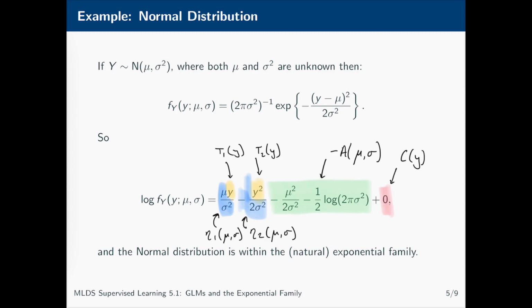We can also show that it's in the natural exponential family, with natural parameters eta1 and eta2, by taking eta1 equal to mu over sigma squared, and taking eta2 equal to minus 1 over 2 sigma squared. This leaves us with our sufficient statistics, t1 and t2, being equal to y and y squared respectively, a being the remaining non-zero terms here, and c being 0.